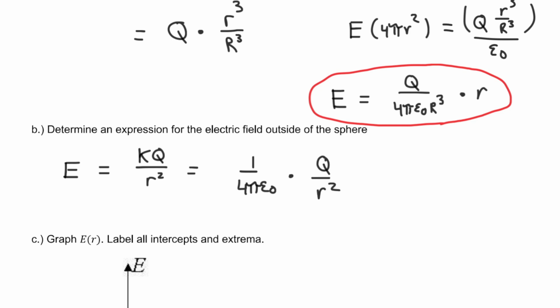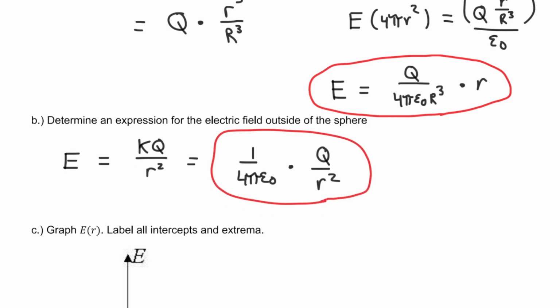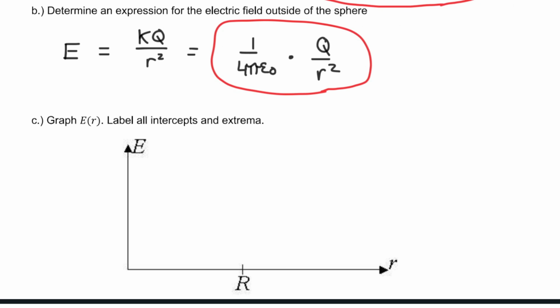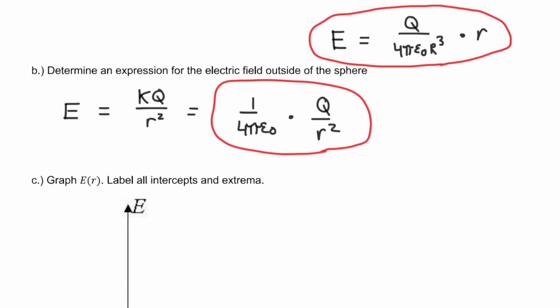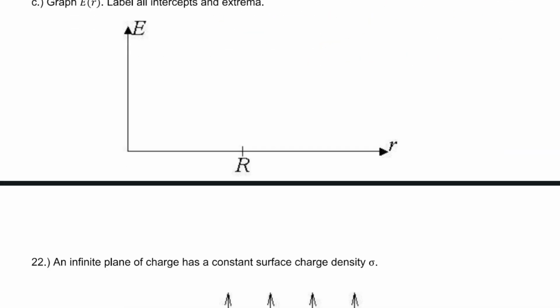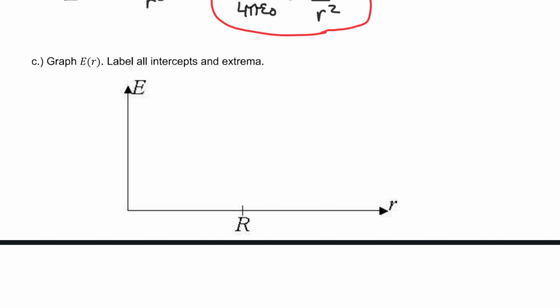So when graphing it, we just look at these functional dependencies. Oh, I almost had something naughty there. Functional dependencies is what I was trying to say. Graph E of r, label all intercepts and extrema. So inside, well, again, just look at our cases first. We know that if I'm at the center of the sphere, I'm enclosing nothing, so there can't be any charge there. But also I know that in the long term, it should decay to 0.